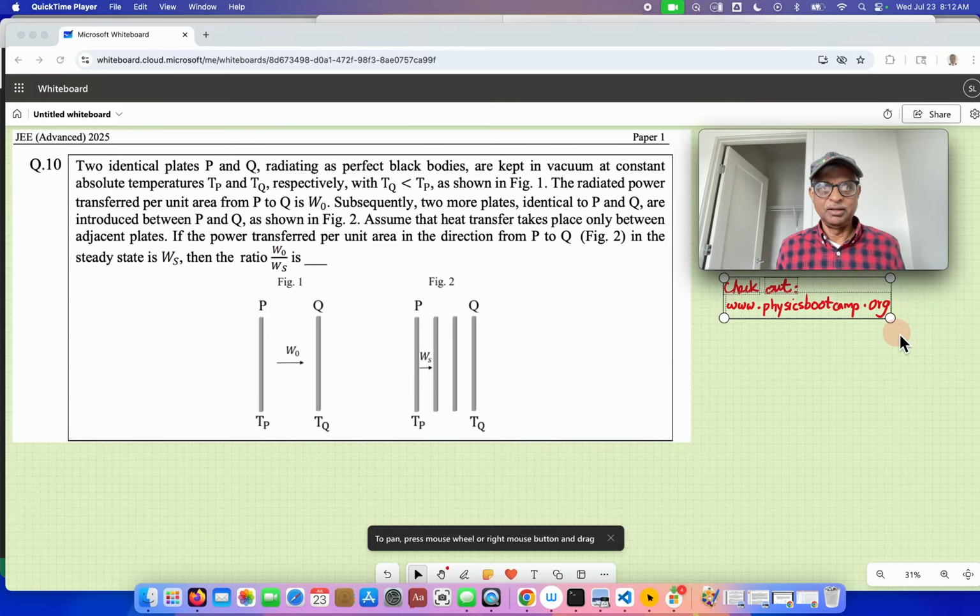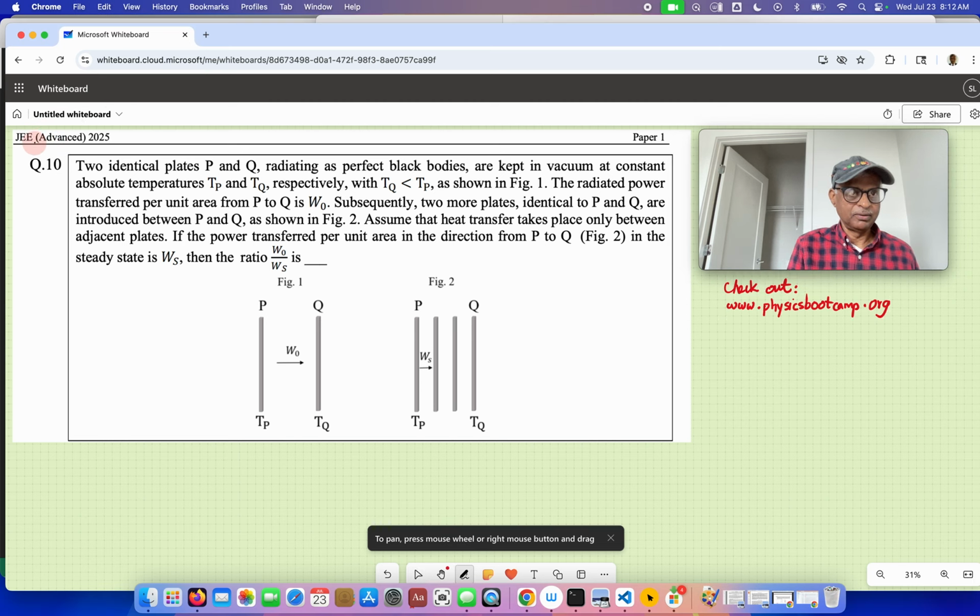So this is question number 10 now. We are doing JEE Advanced, paper one from this year. This is actually an interesting question.